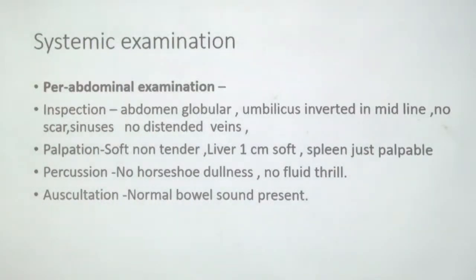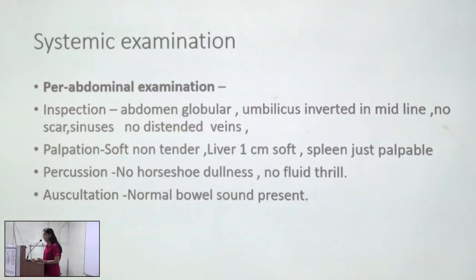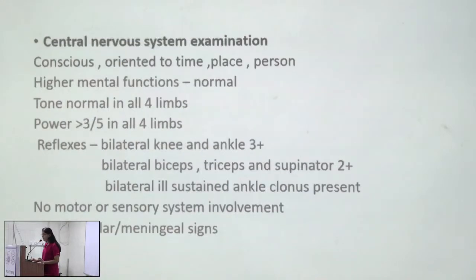Systemic examination wise, per abdomen inspection, the abdomen was globular, umbilicus inverted in midline, no scars, sinuses, no distended veins. On palpation, soft and non-tender, liver of only 1 centimeter was found, soft in nature, spleen was just palpable. Percussion and auscultation wise, no significant findings.